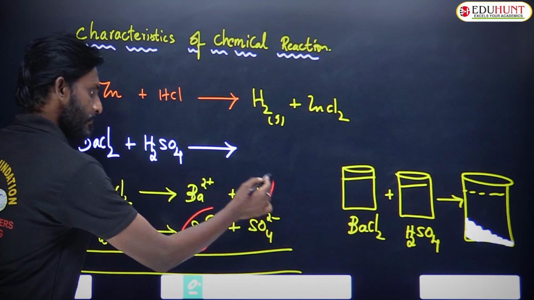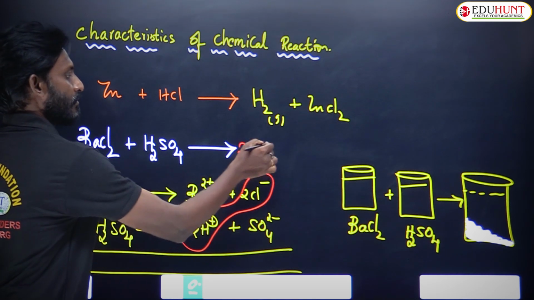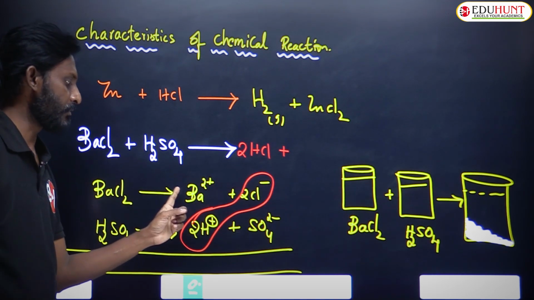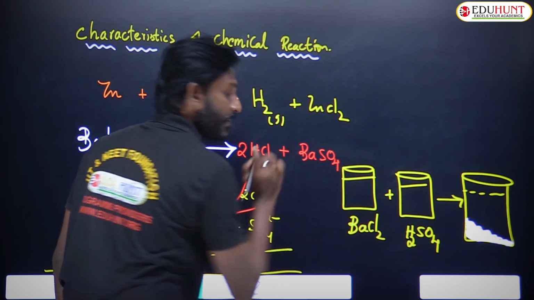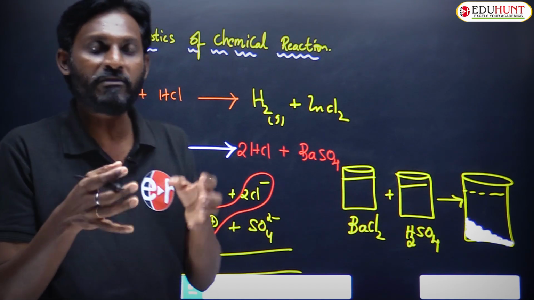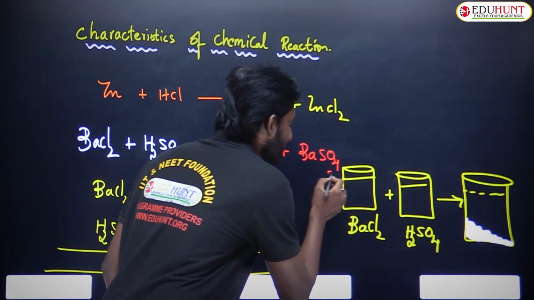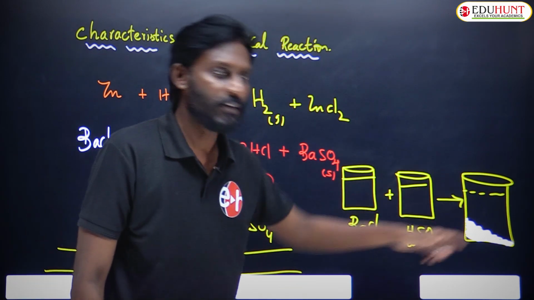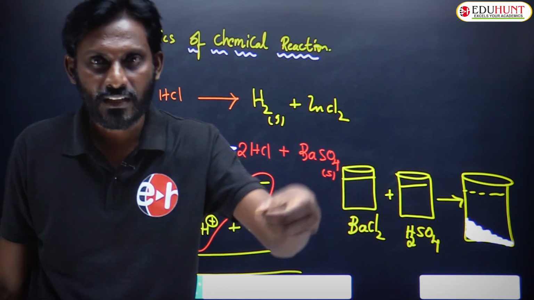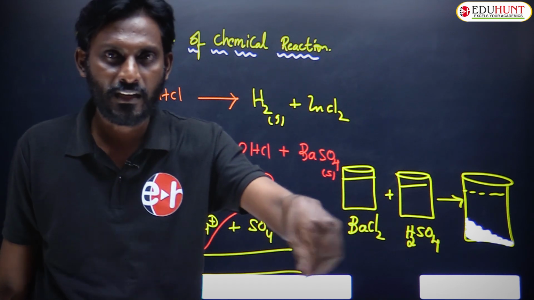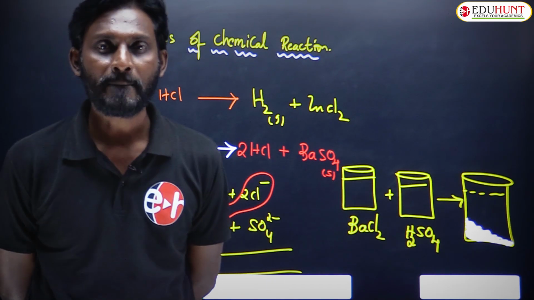That means 2 HCl you expect. And the rest, cation of this with the anion of that, BaSO4, barium sulfate. But the solubility of barium sulfate is very low in water. That's why this barium sulfate will be present in solid form in water, which is nothing but the precipitate. When a substance is not able to dissolve in water, it will remain as a solid inside the liquid medium. So we call that solid inside the liquid medium a precipitate. Okay, I hope you understand this.